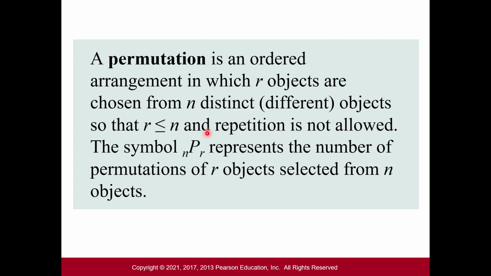So one of the things with permutation is to remember that you're not repeating. And so this symbol, n permutation R, represents the number of permutations of R objects selected from n objects. Okay, so when you see this, it's letting you know you're doing a permutation. N is the total number of objects, and you're choosing R of them.